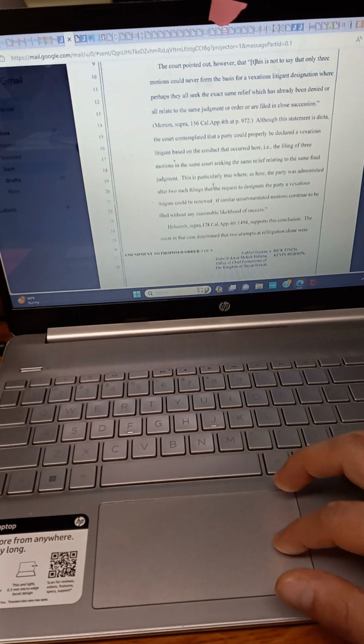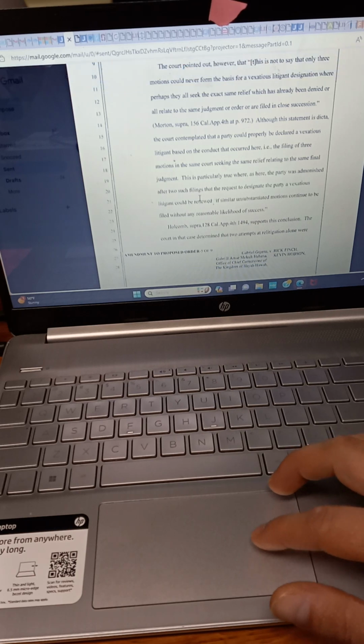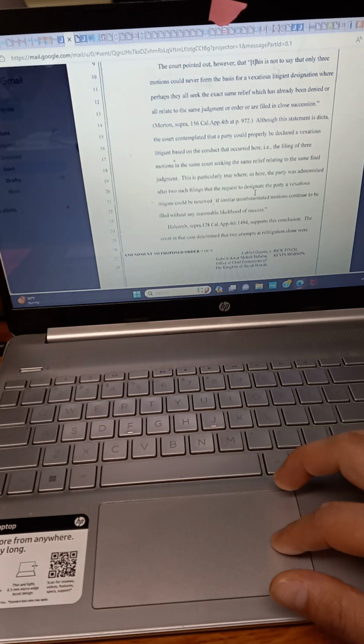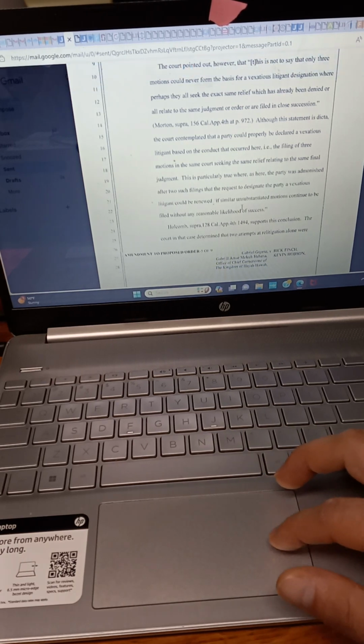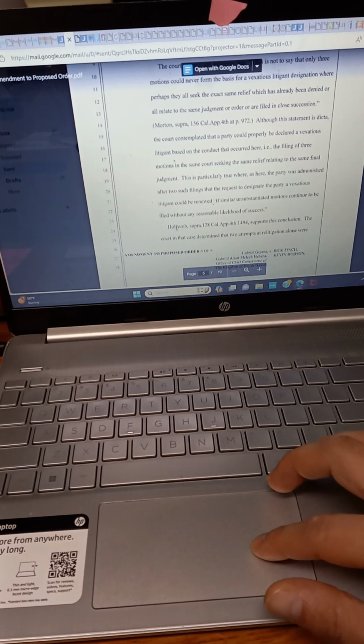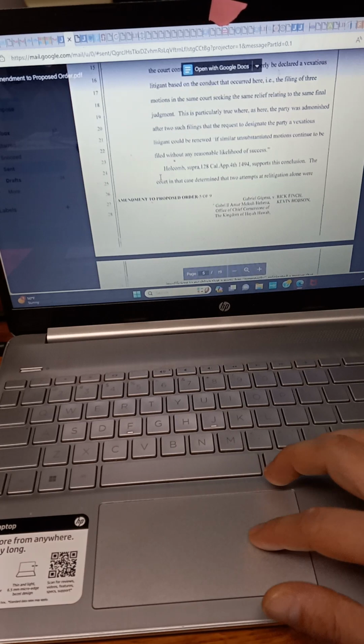This is particularly true where, as here, the party was admonished after two such filings that the request to designate the party a vexatious litigant could be renewed if similar unsustained motions continue to be filed without any reasonable likelihood of success.